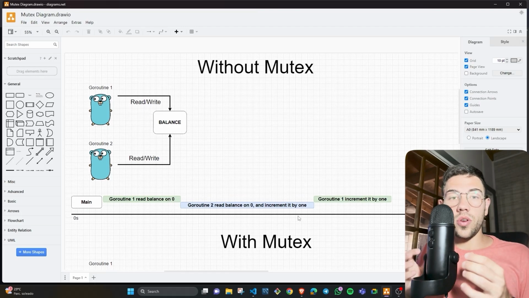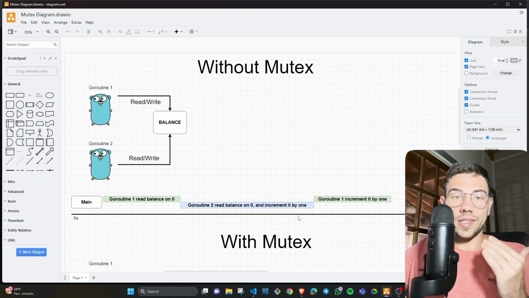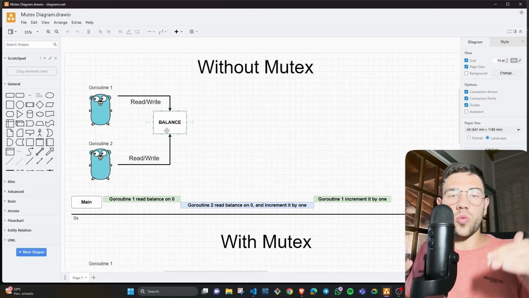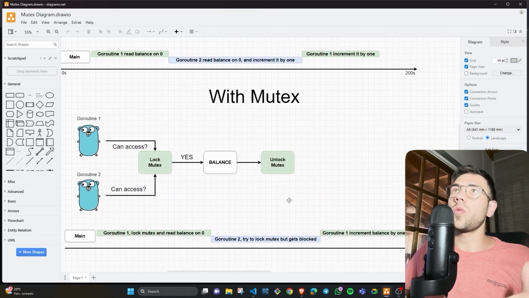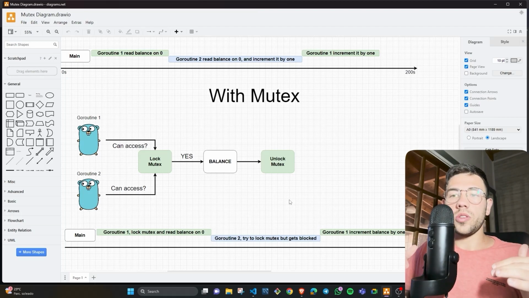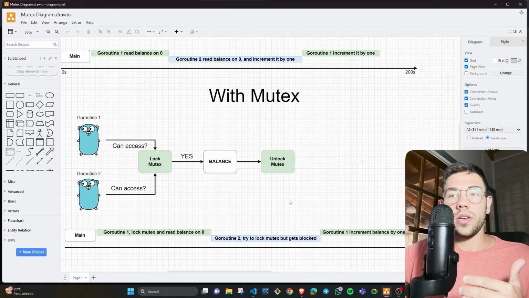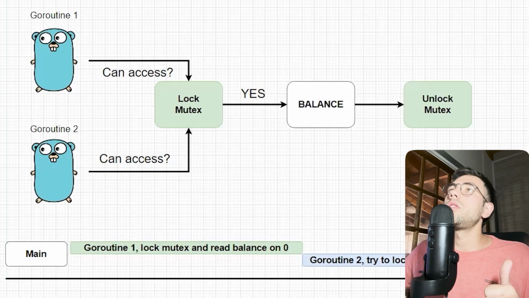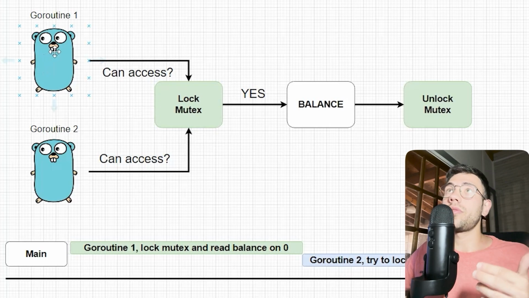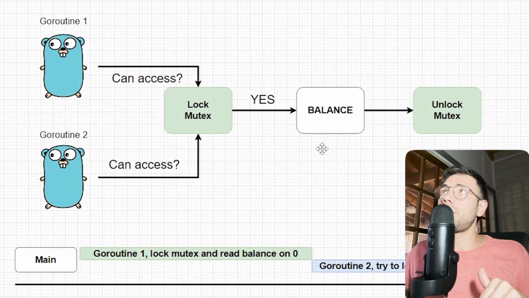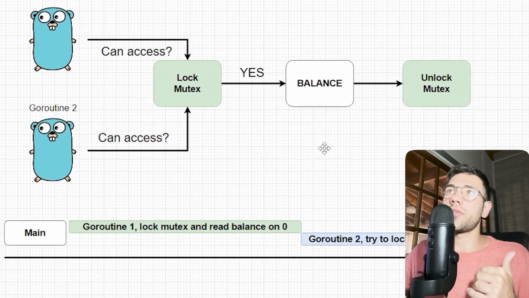So with a mutex, we can synchronize that access to this particular variable, so we can be sure that when we read and write data, we are doing it in a safe way. Here we have this diagram where I try to show you how it will work with a mutex, applying this synchronization mechanism. We have our two Goroutines that want to read the balance and then increment the value by 1, like we have here. But here we are applying the mutex.